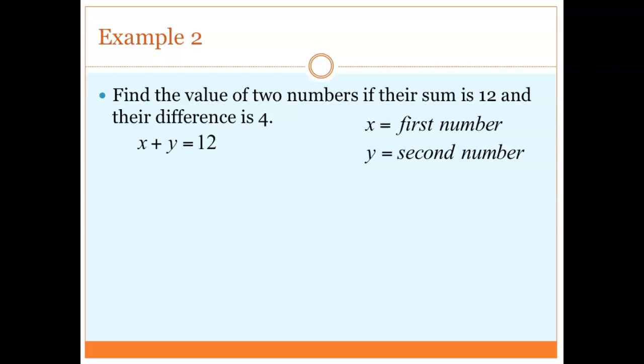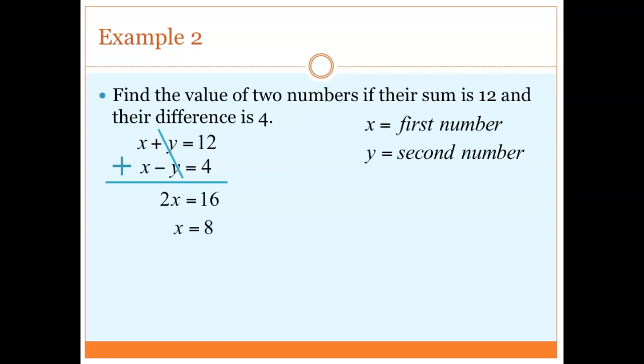And their difference is 4. So if I subtract x minus y, that should give me 4. Now you'll notice here that if we were to add these two equations together, the y would get eliminated. So let's go ahead and add these together. This gives us 2x equals 16. Divide both sides by 2, and we have x equals 8.